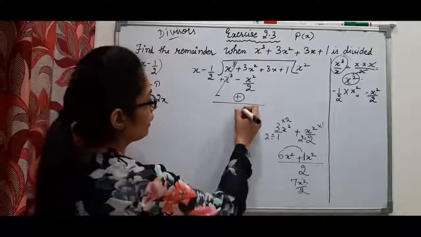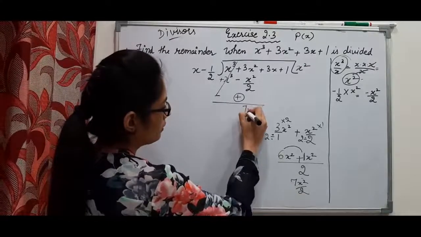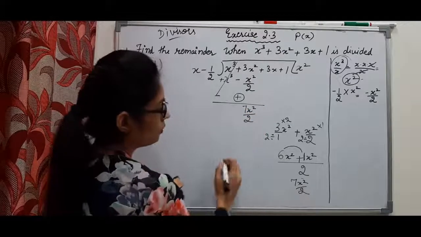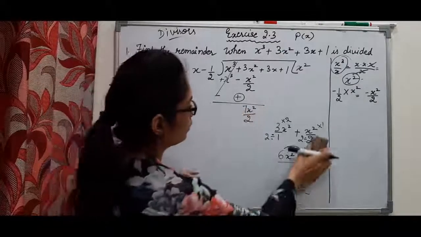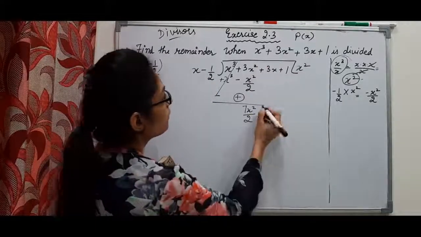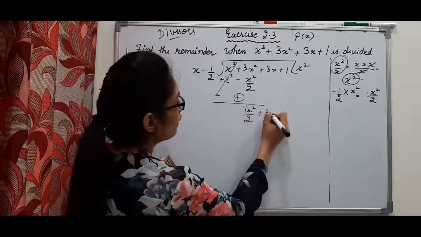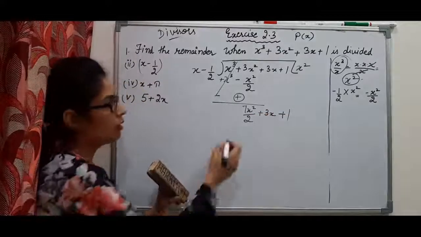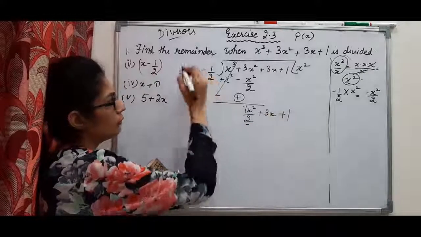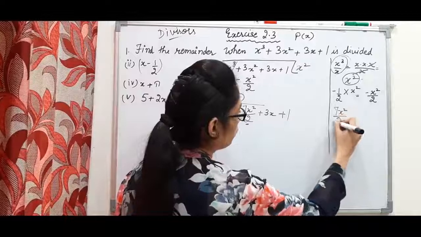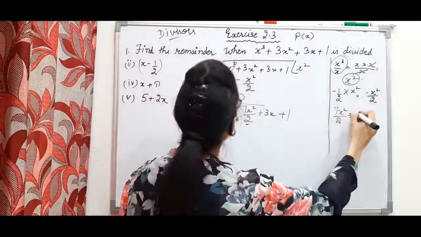Here we have to write this term 7x square by 2, with a plus sign, so no need to write the plus. Now you can write all the remaining terms, which is plus 3x plus 1. Now in the same way we have to see this first term and this first term. So this first term is 7x square by 2. This you have to divide by x.